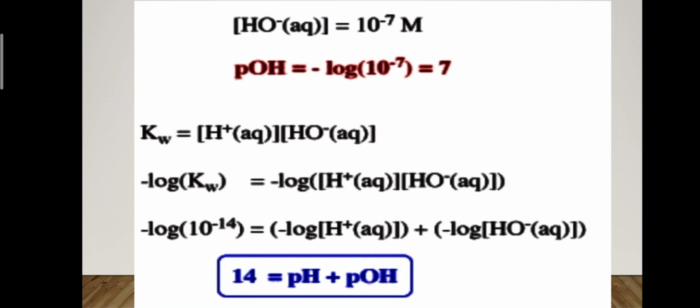Minus log 10 raised to the power minus 14 is equal to 14. Minus log H positive is equal to pH, and minus log OH negative is equal to pOH. So we substitute the values of minus log H positive and minus log OH negative in this equation. So pH plus pOH is equal to 14.